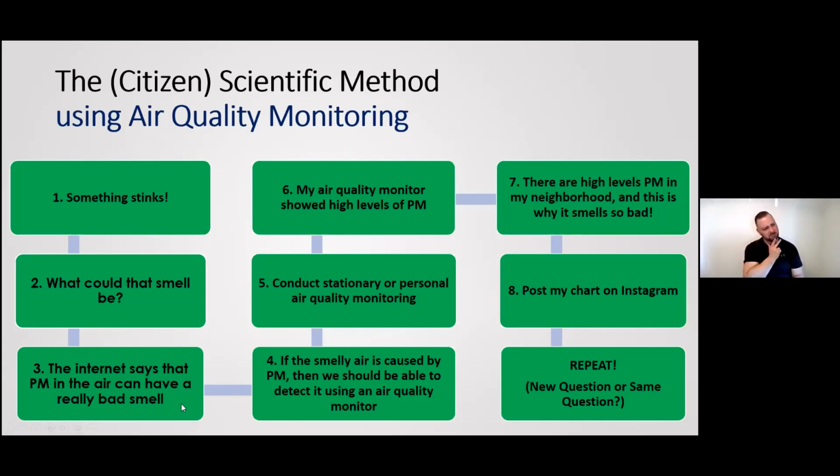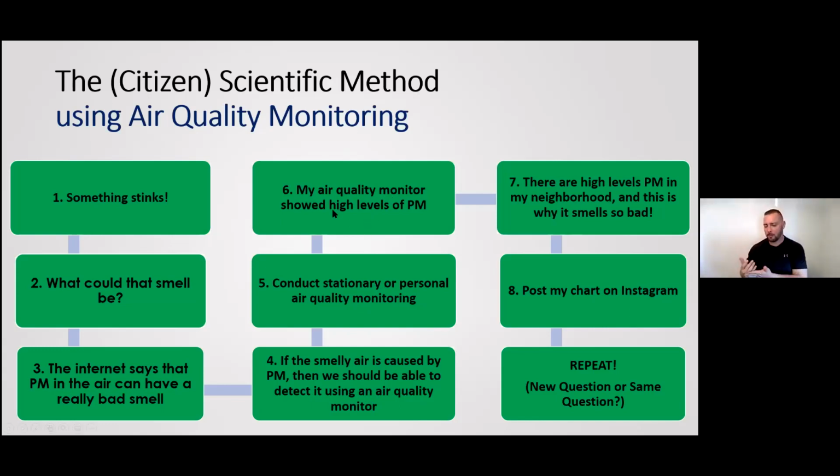Okay, that's something to think about. But now how do I test that? Well, if we're using these low-cost monitors that I'm going to talk about soon, we can put out a monitor and measure the levels of this PM, and PM stands for particulate matter, which we'll go into a little bit more depth in a second. And then we do our monitoring, either stationary monitoring or personal monitoring, where stationary is we set our monitor in one spot, personal is we keep it on us and we walk around the town. And then we get our data.